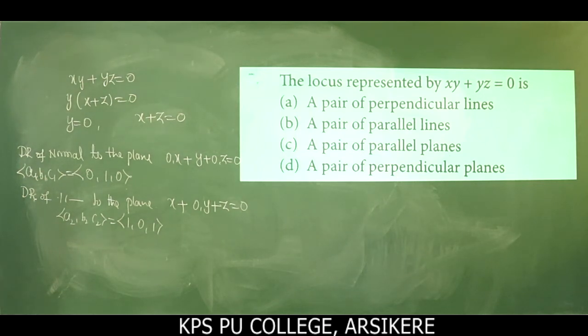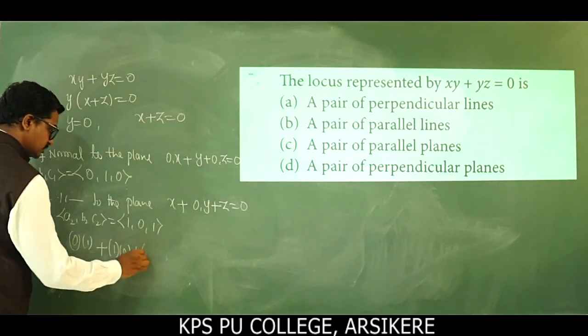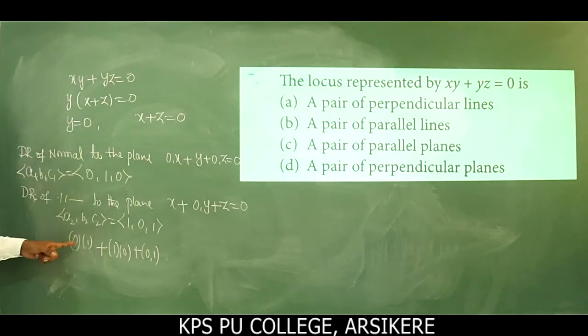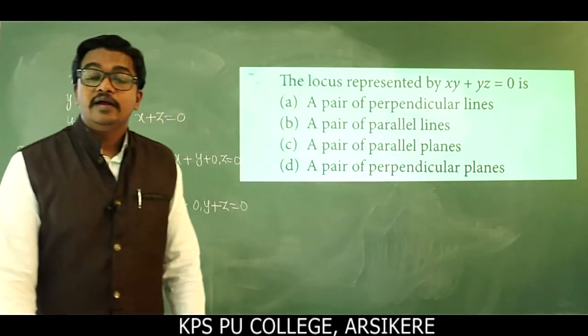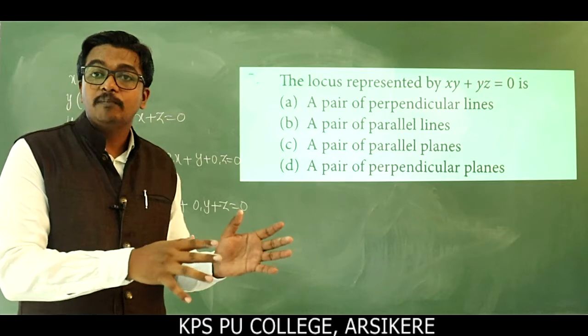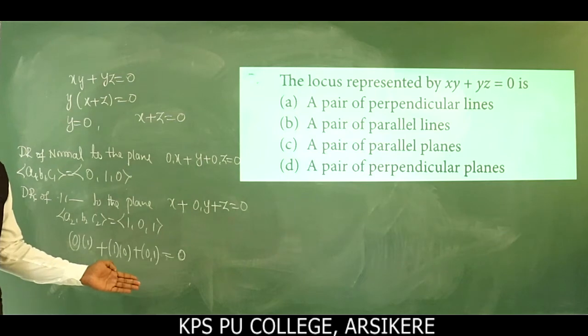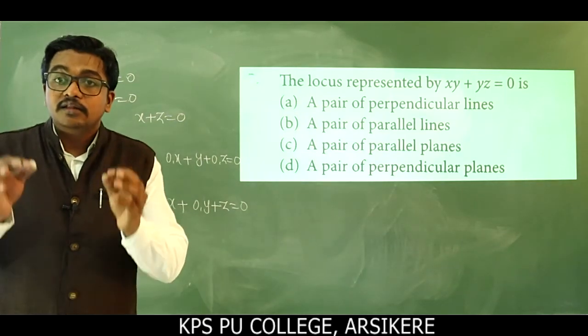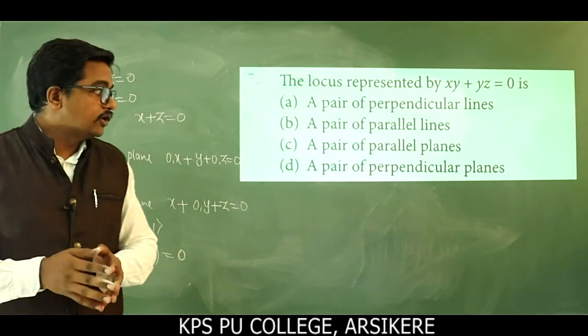Find the product of this: A1 A2 plus B1 B2 plus C1 C2. So that becomes 0 into 1 plus 1 into 0 plus 0 into 1. So this is equal to 0. It means A1, B1, C1 and A2, B2, C2 are the direction ratios of normal to plane 1 and plane 2 respectively. Then A1 A2 plus B1 B2 plus C1 C2 is equal to 0. That tells that the given planes are perpendicular to each other.